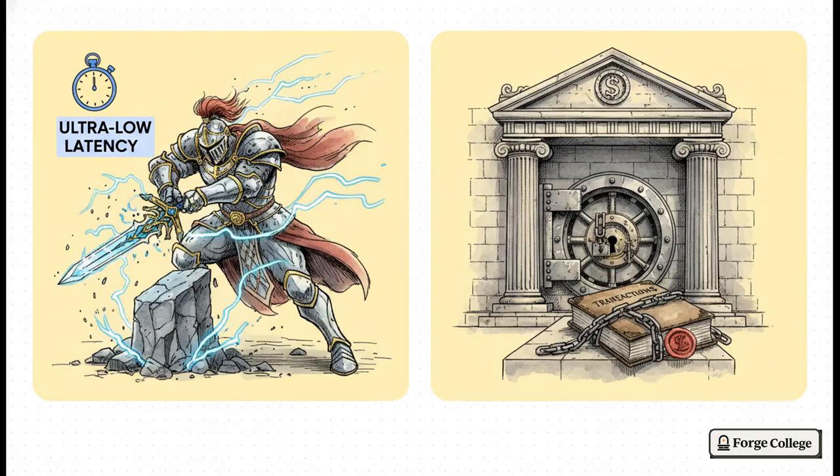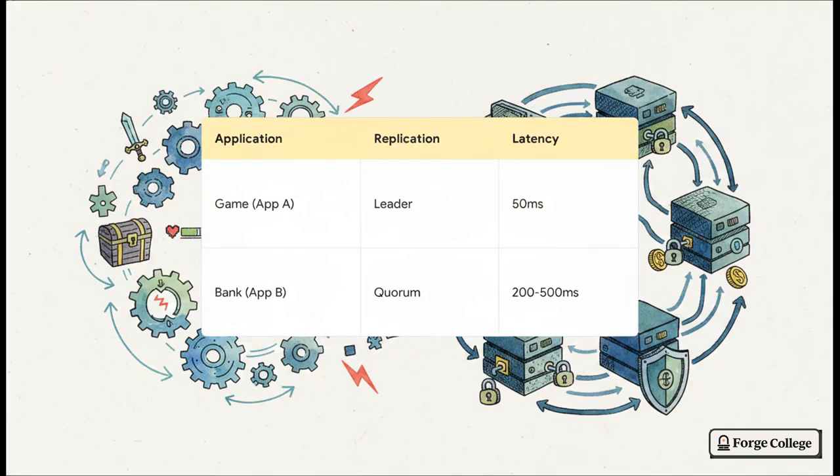But for Application B, if two banks are settling a billion-dollar transaction, literally nobody cares if it takes an extra half second. What they absolutely demand is that the transaction is undeniably, cryptographically final, zero double spending, ever. Now notice how the exact same pattern, leader replication, is a brilliant performance boost for the game, but would be a completely unacceptable single point of failure for the bank.